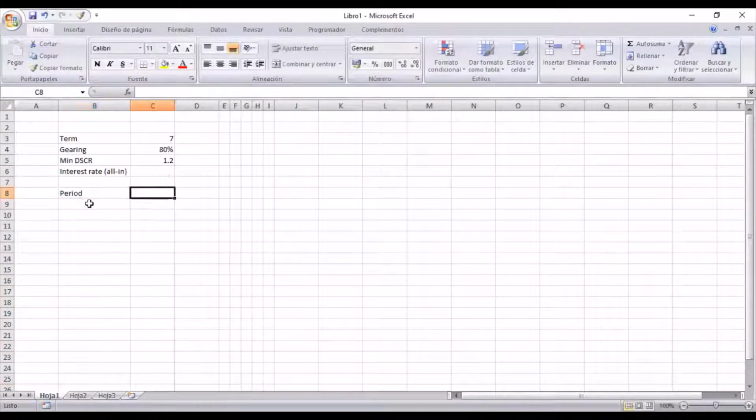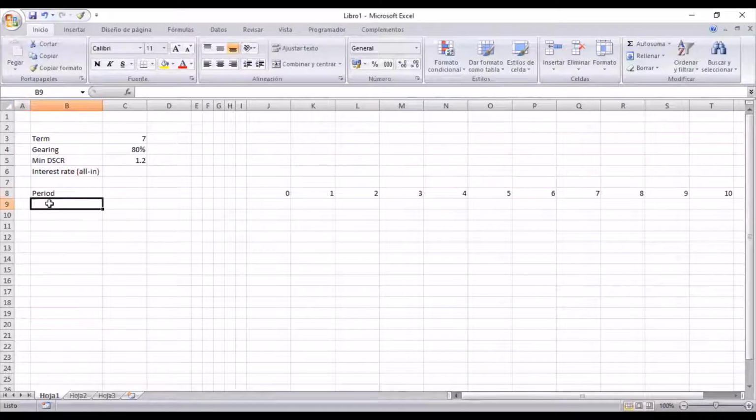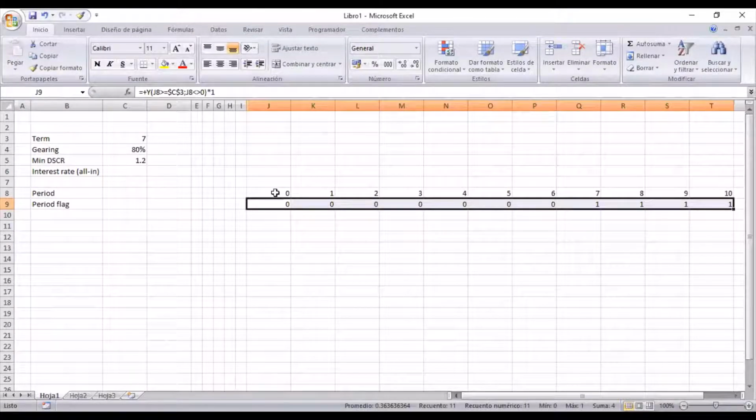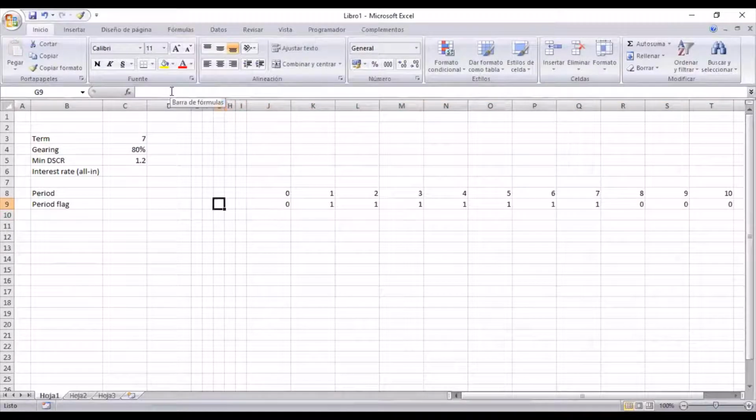So let's set up the period counter from 0 to the 10th period, and then a period flag. My Excel is in Spanish, but it's just a logical operator AND. So, when the period counter is below the term and is different to 0, it will deliver a 1. All spread across. Oops, I got it the other way around. I meant minus. That's it, spread across. Oh, here we are.